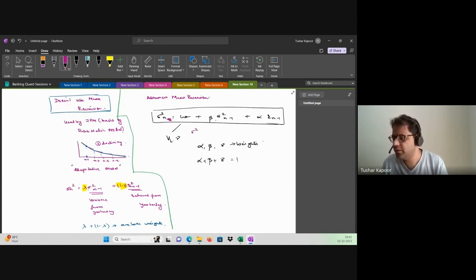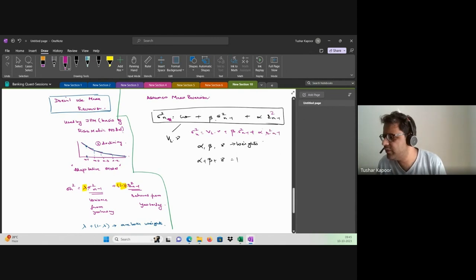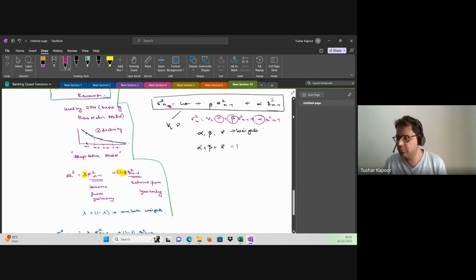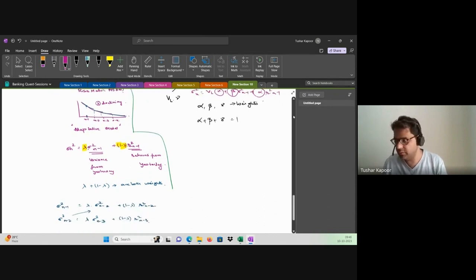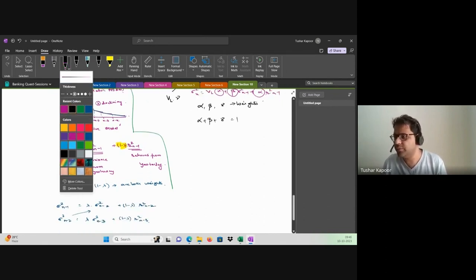Variance for n period is equal to V_L gamma plus beta square n minus 1 plus alpha r square n minus 1. So now you can feel that alpha, beta, and gamma should sum up to 1. These are all the three weights which are associated. Now, another point is alpha and beta.